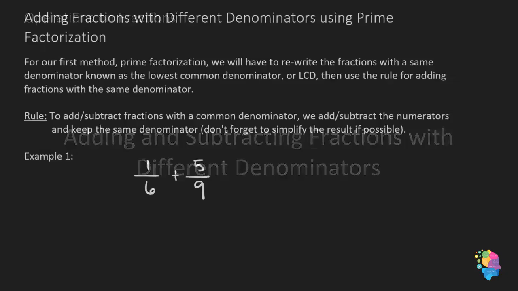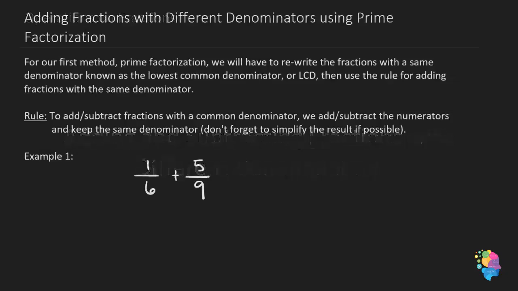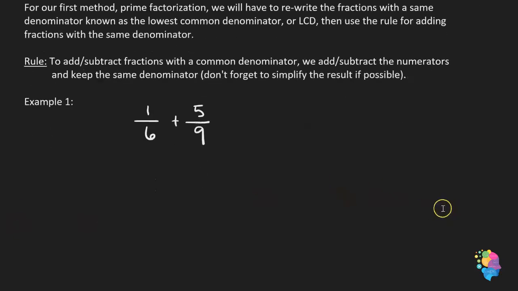Let's try our first method using prime factorization to rewrite the fractions with the same denominator, known as the lowest common denominator, or LCD. We will then use the rule for adding and subtracting fractions with the same denominator to complete the process. So let's review the rule. To add and subtract fractions with a common denominator, we add or subtract the numerators and keep the denominator, and we cannot forget to simplify if possible. So let's do example 1 here.